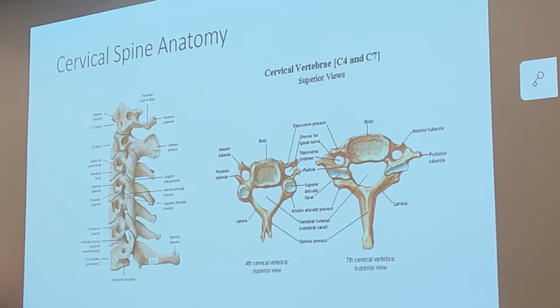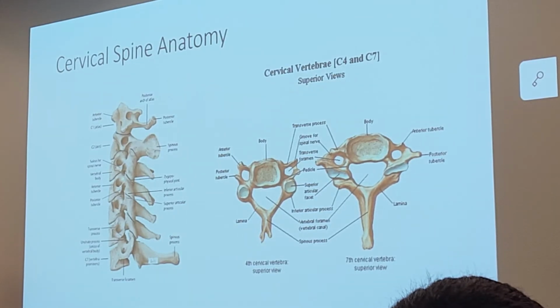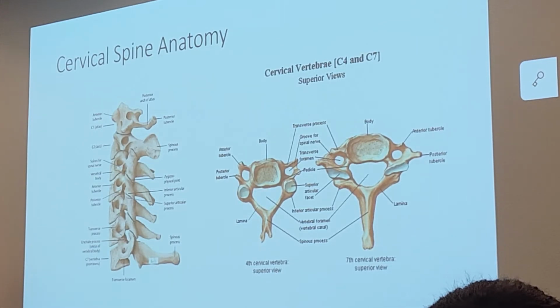So it will depend on which vertebrae you're dealing with. When you get down to the T-spine, we won't really have a lateral mass anymore. It's just going to be your facet, and then you're going to have your transverse process. And you're not going to have your foramen anymore once you get down to the T-spine. It all changes. So this is very specific to the C-spine.